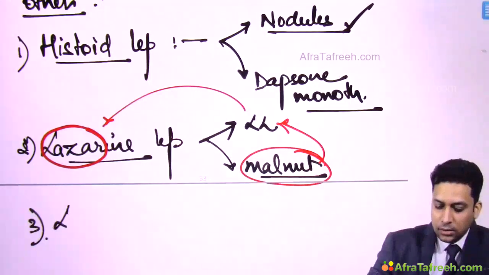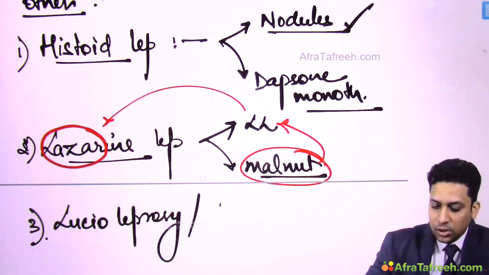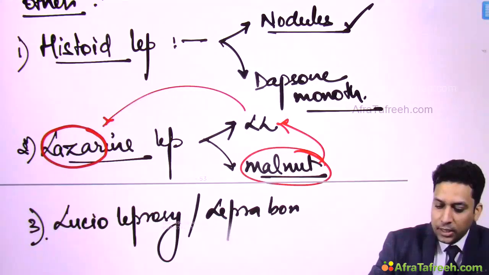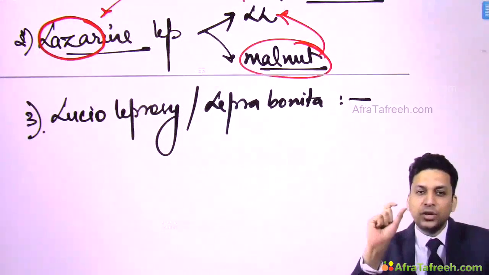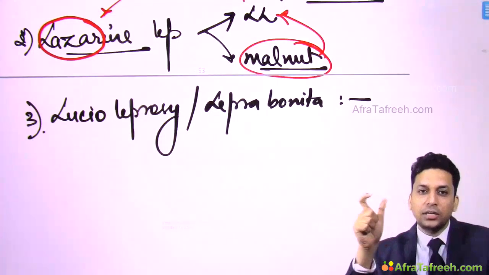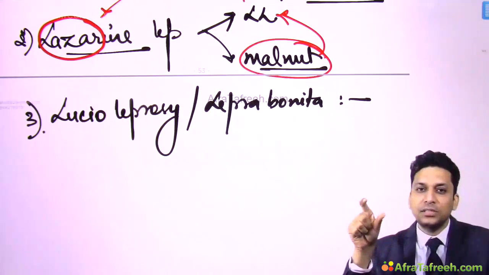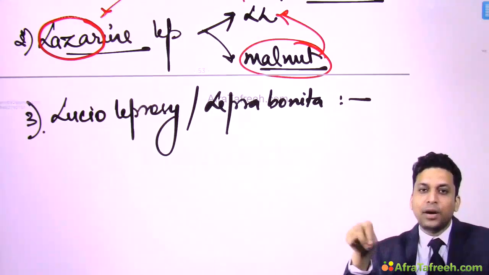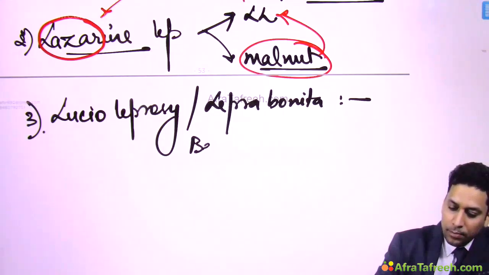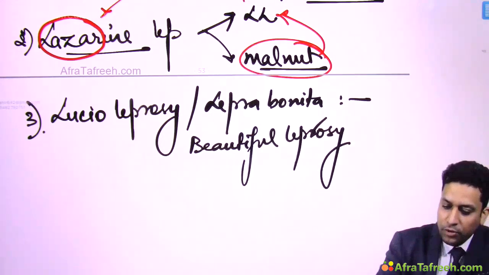Then third is Lucio leprosy. This is also known as lepra bonita. Have you heard this word before? Bonita. This is a very famous word. It is used in so many songs like Chica Bonita, La Isla Bonita. In a song from Madonna, La Isla Bonita, which means beautiful island. Then a song from Shaggy, Chica Bonita, beautiful girl. This is lepra bonita. What does this mean? Beautiful leprosy.